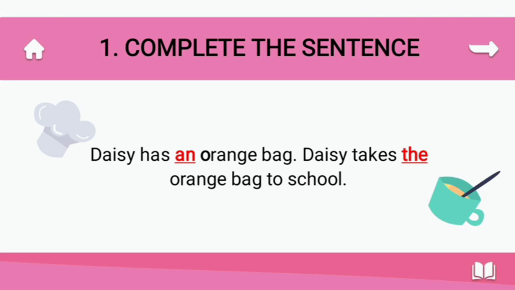Okay, let's see the second sentence. Daisy takes the orange bag to school. Why do we put the before the word orange? Because it refers to the thing we have talked about before.